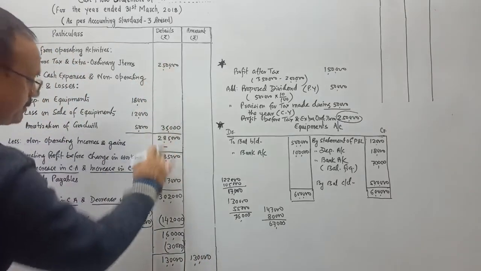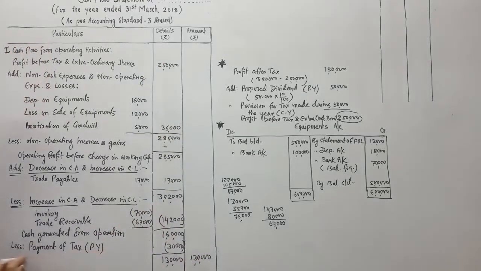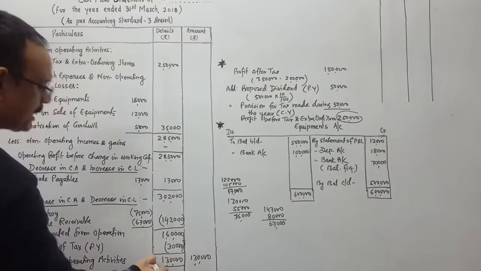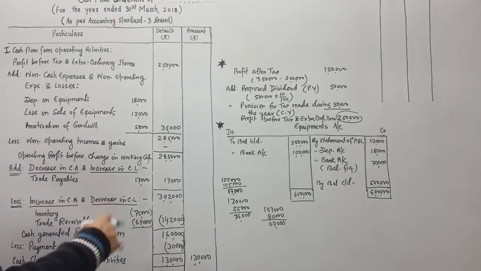Then this amount indicates what? This figure will indicate cash flow from operating activities. Is it clear? This 1,30,000 indicates cash flow from operating activity.